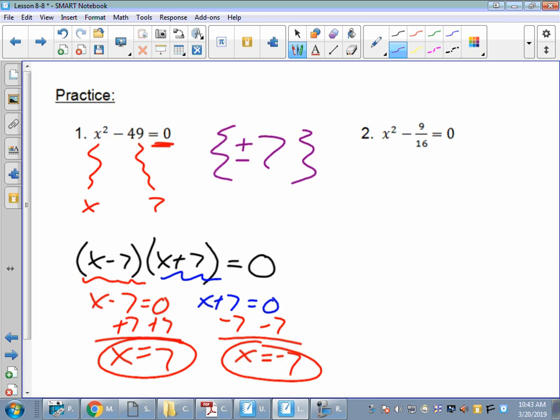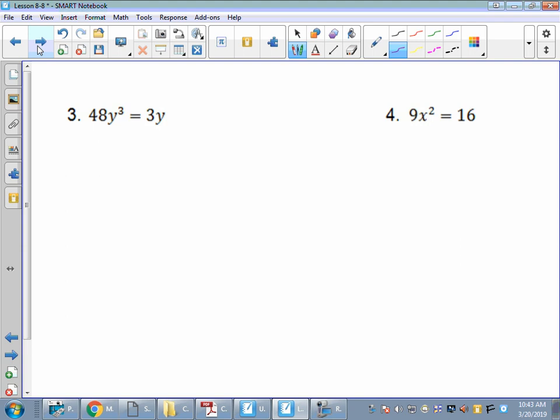Okay, let's do one. Let's skip 2. Let's go for a long one here, number 3, one that we got to go through all steps. So the first thing says, let's get all terms on one side of the equation. To do that, we're going to subtract this 3y from each side. That's going to give us 48y cubed minus 3y equals 0. So now we've taken care of step 1. Get everything on one side, set it equal to 0.